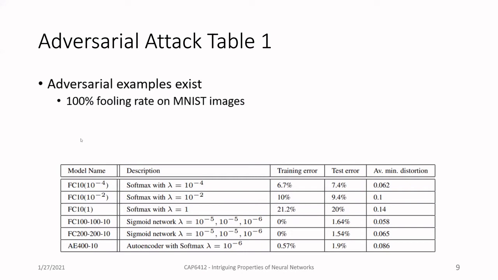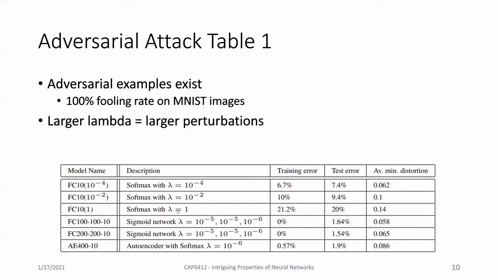So what they found out is that these adversarial examples do exist, and they were able to achieve a 100% fooling rate on the MNIST images. The final column shows the minimum distortion for each network required to completely fool the network. The other takeaway here is that the larger the lambda, the larger the perturbations.